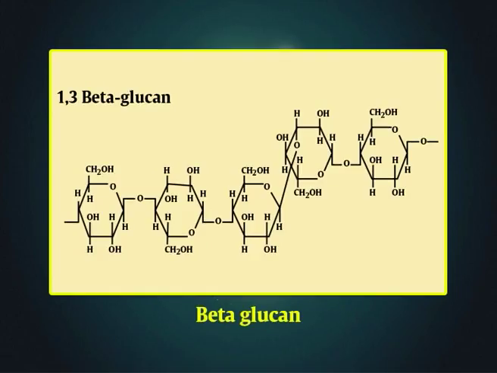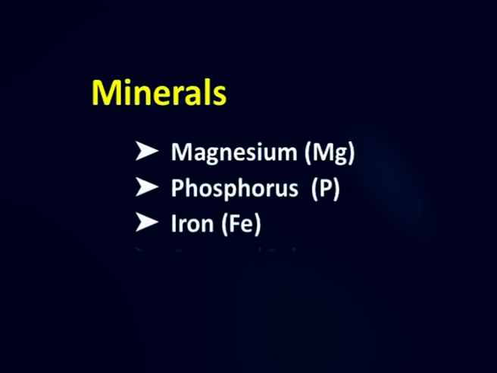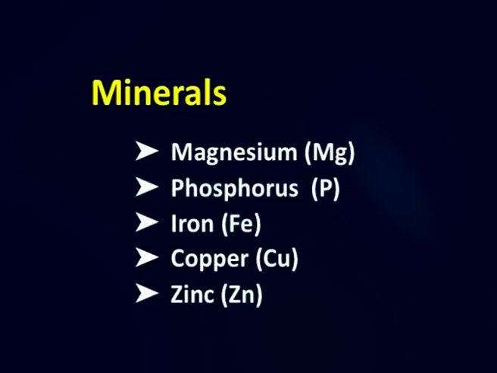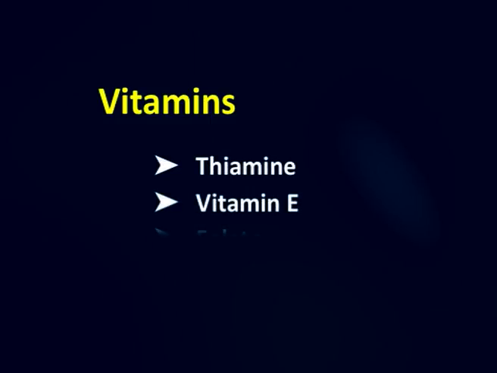Oats also contain significant amounts of dietary fiber, and this is soluble fiber, which is composed mainly of beta glucan and is known as oat gum. Oats also contribute significant amounts of dietary minerals like magnesium, phosphorus, iron, copper and zinc, and vitamins thiamine, vitamin A, folate and niacin.